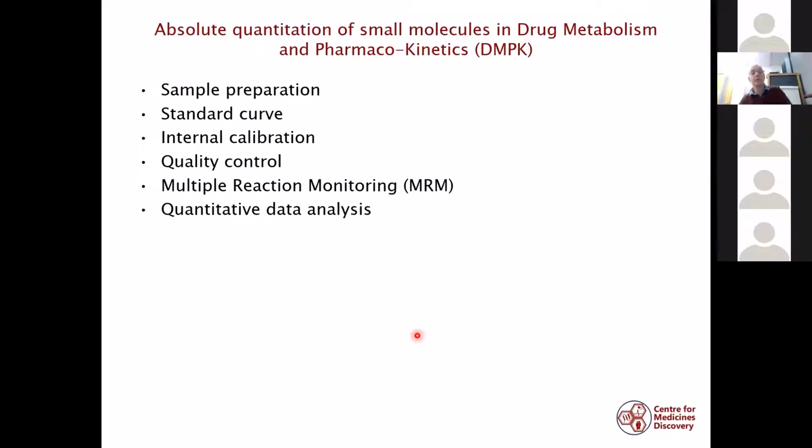So that's all relative quantitation, but you can also use mass spec for absolute quantitation. And absolute quantitation of small molecules is absolutely standard in DMPK. So what we'll look at is sample preparation. We'll look at preparing a standard curve. We'll look at what you need to do for internal calibration. We'll look at how you need quality control. We'll look at multiple reaction monitoring and quantitative data analysis.